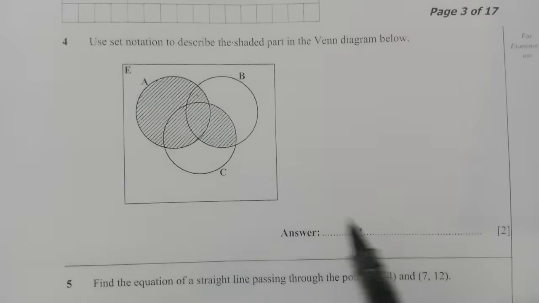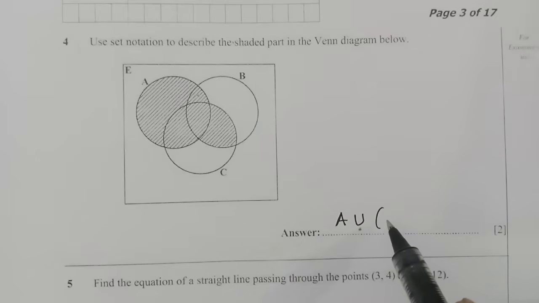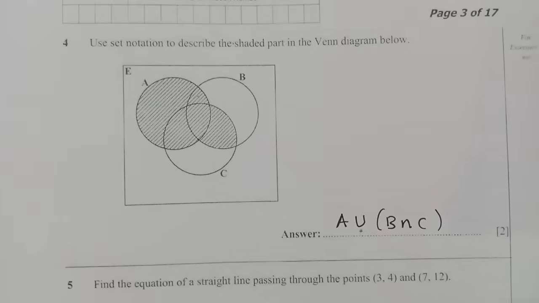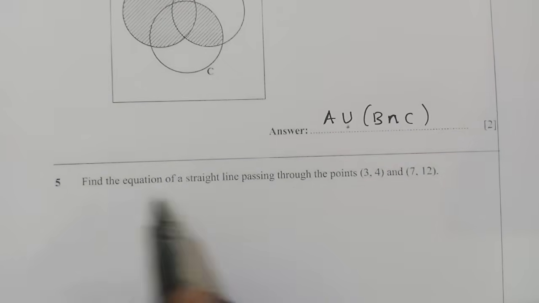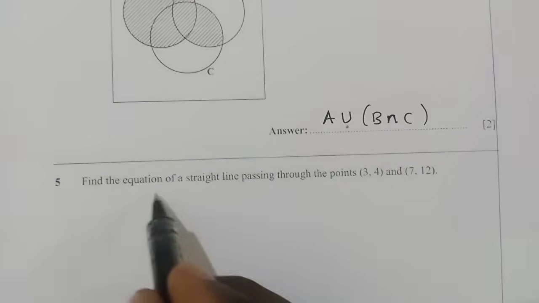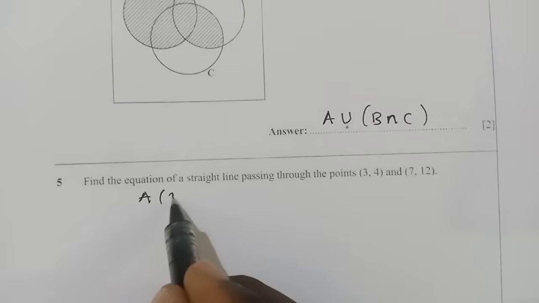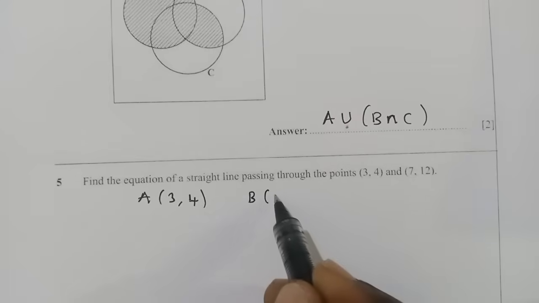All right, so for this question, the answer will just be A union the intersection of B and C. So this is our answer. Here what we need to do is to get a point. So we call this point A, and this one our point B.